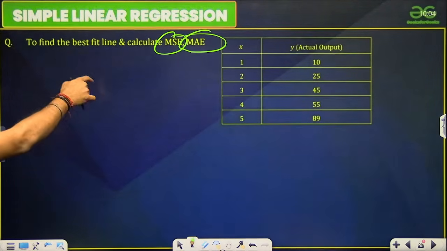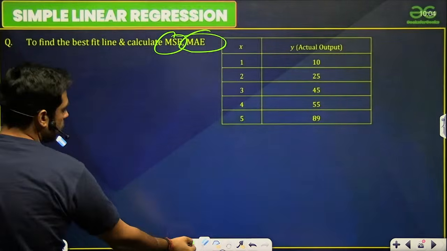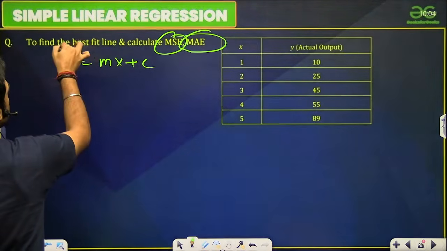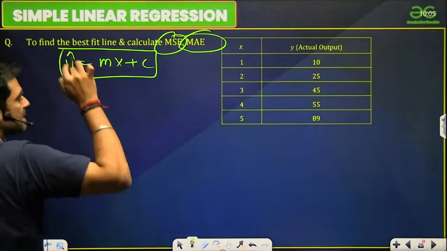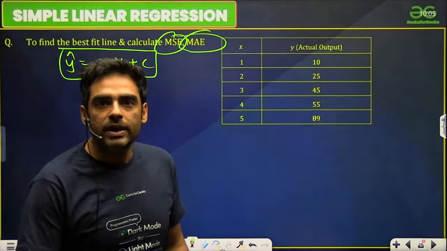चलिए, तो we have to find the best fit line and calculate MSE and MAE value. See here how to solve this. So best fit line, what is the equation of best fit line? किस form की होती है best fit line? That is of the form y hat equals mx plus c. So the equation for best fit line is y hat equals mx plus c.